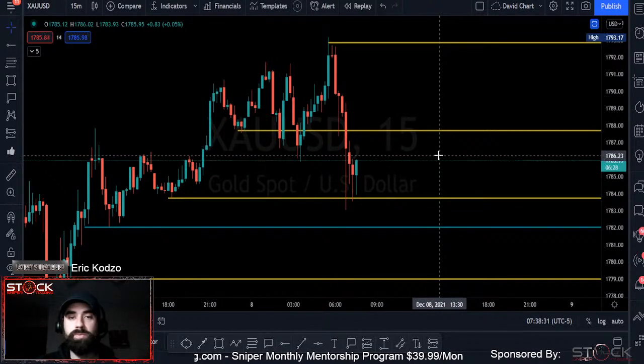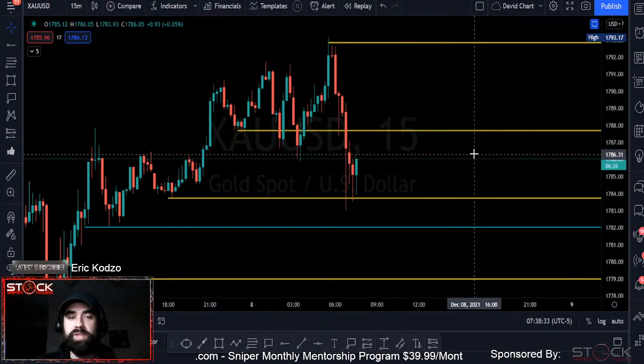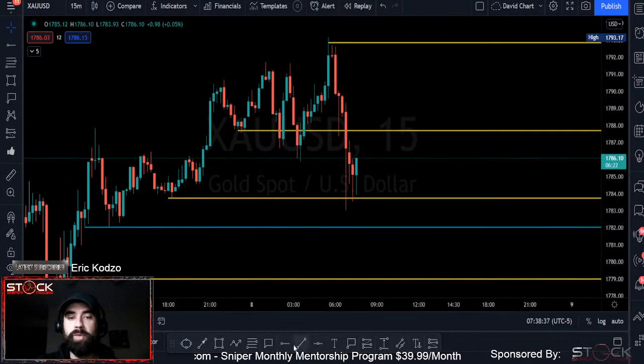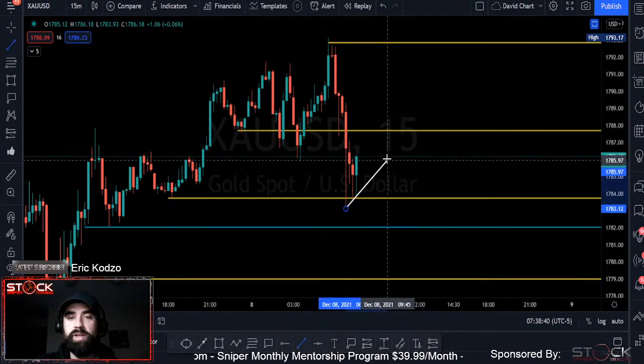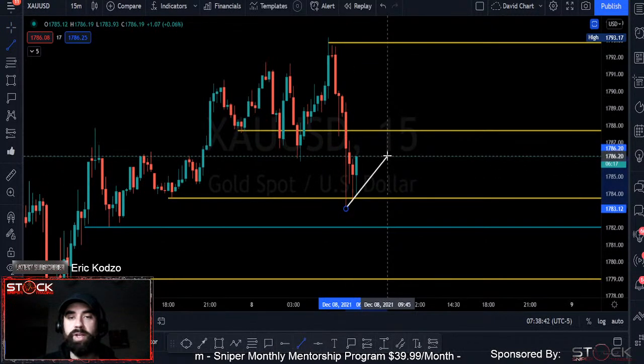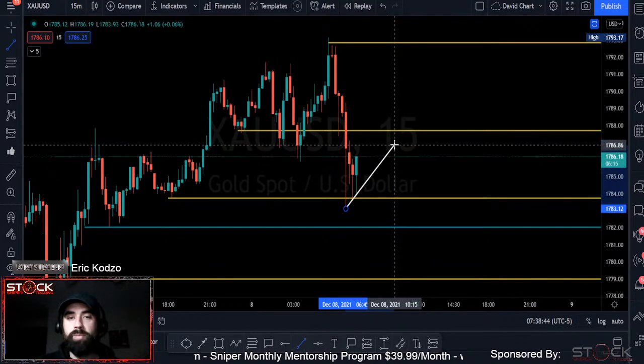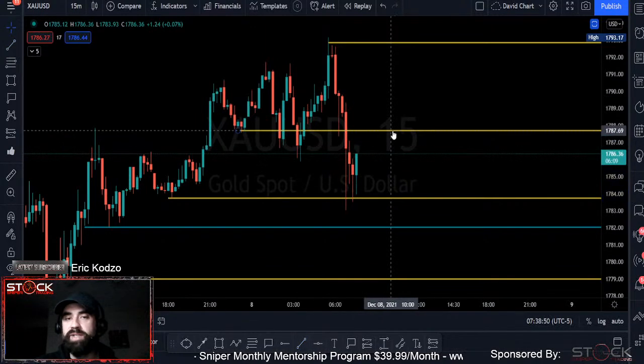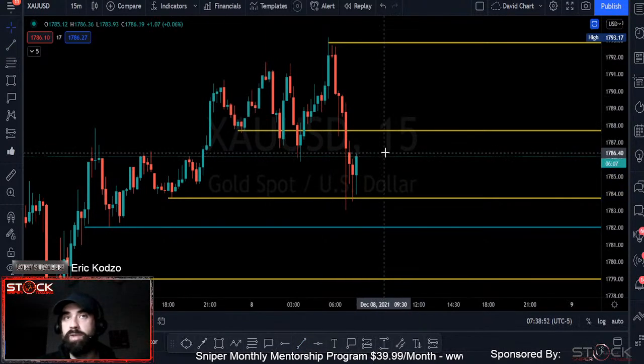All right, so you can see with everything on the 15, we're trying to get some nice support structure here. We do have a small little uptrend forming based on the wicks. Okay, so you can see that's why gold is holding a little bit of support. I'm looking for the price to probably get up here, at least to 1786.7, and then come back up and retest 1788 possibly.